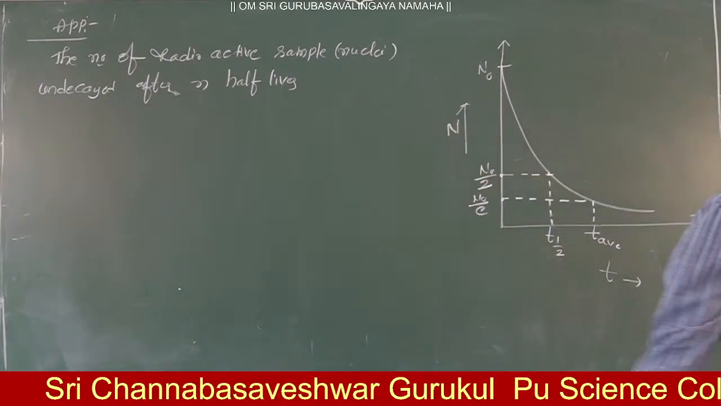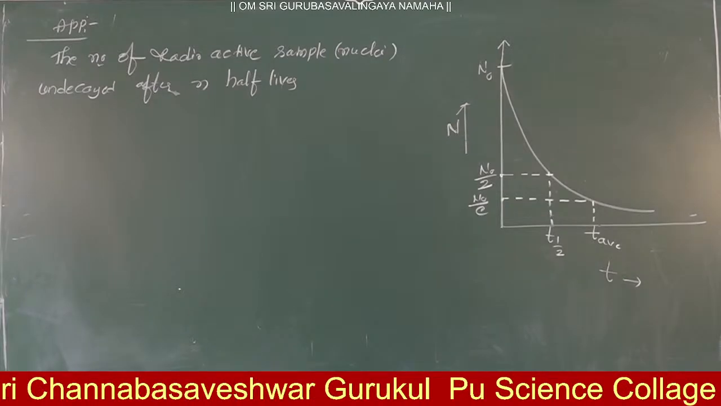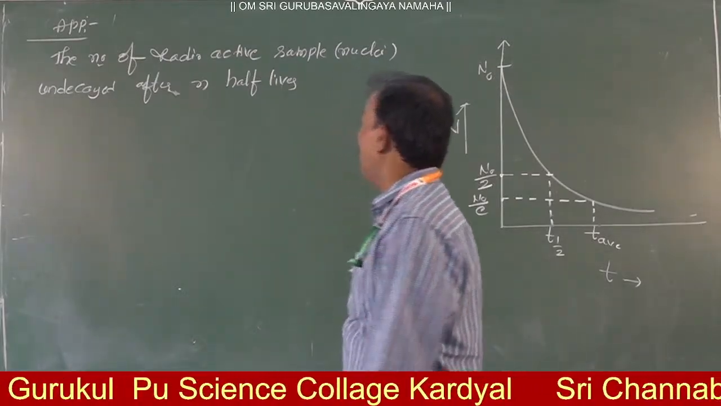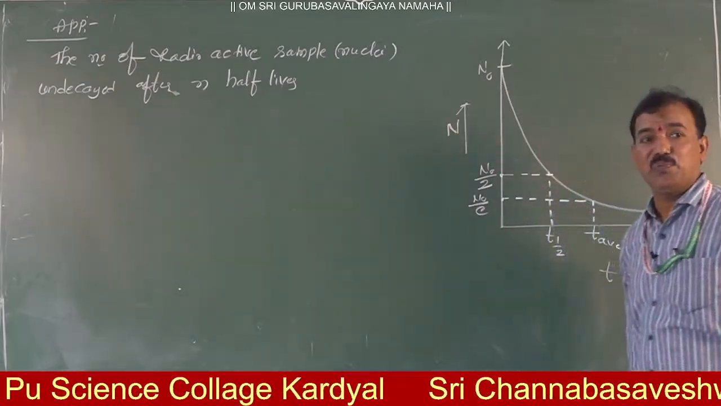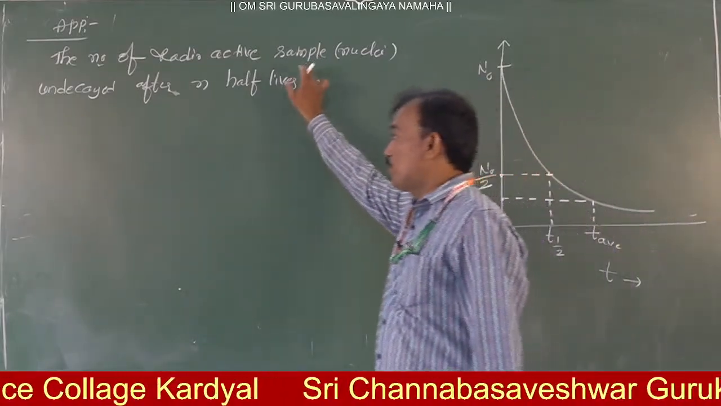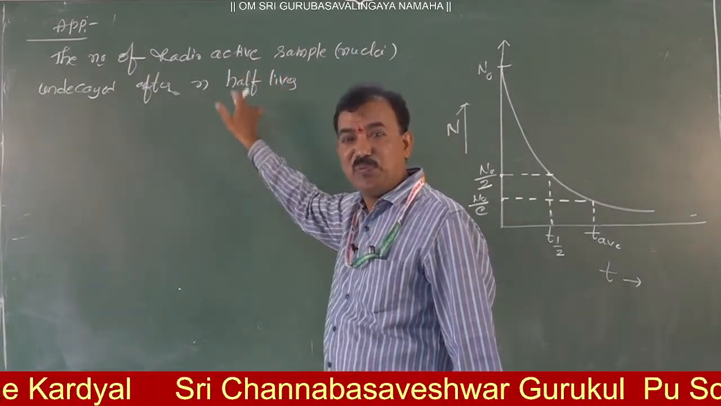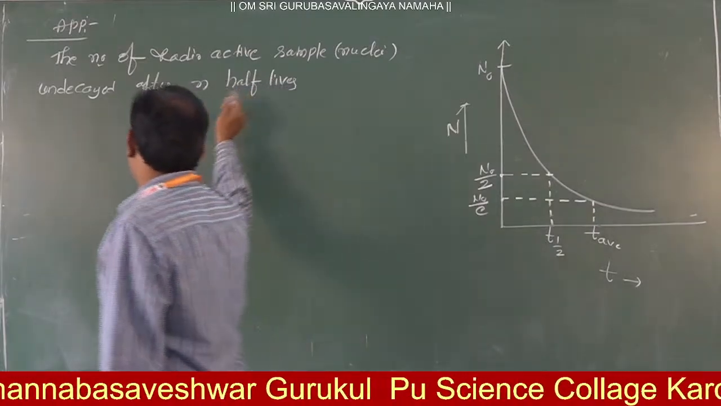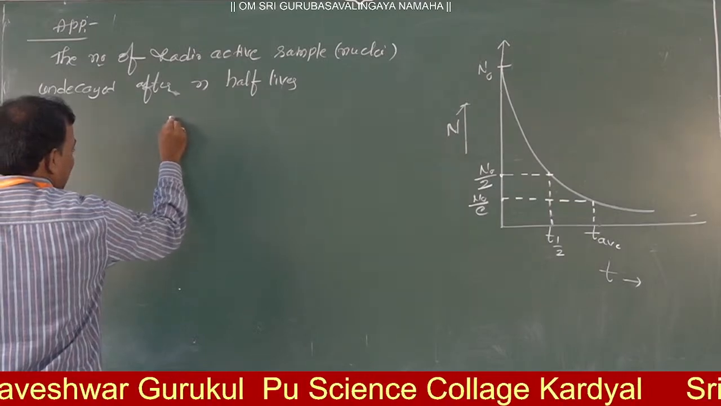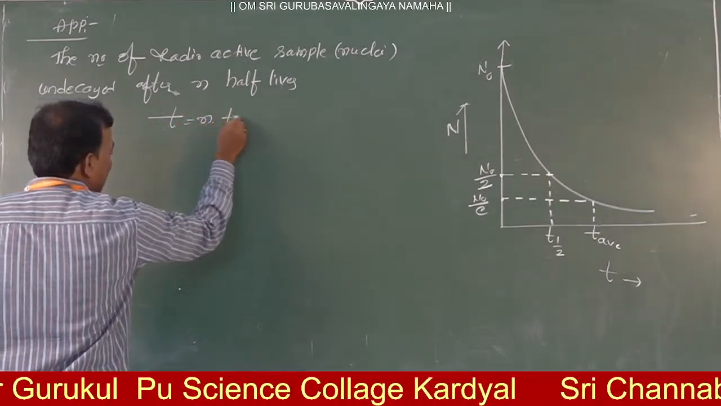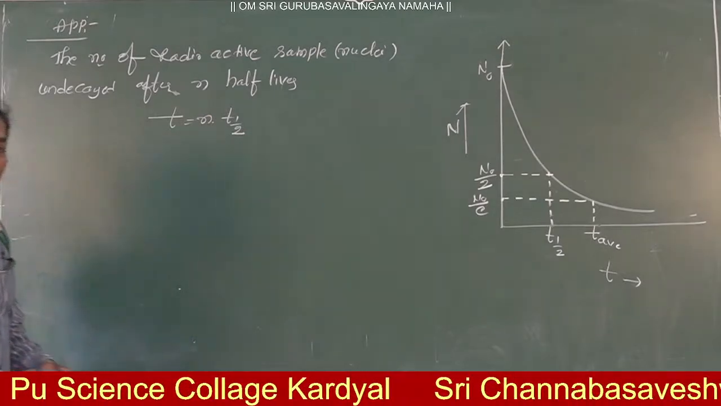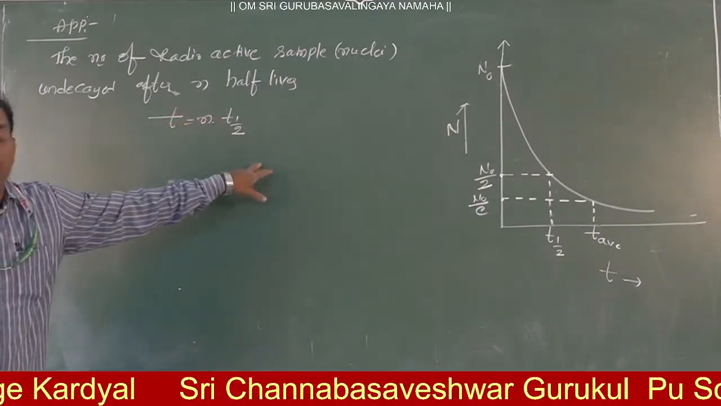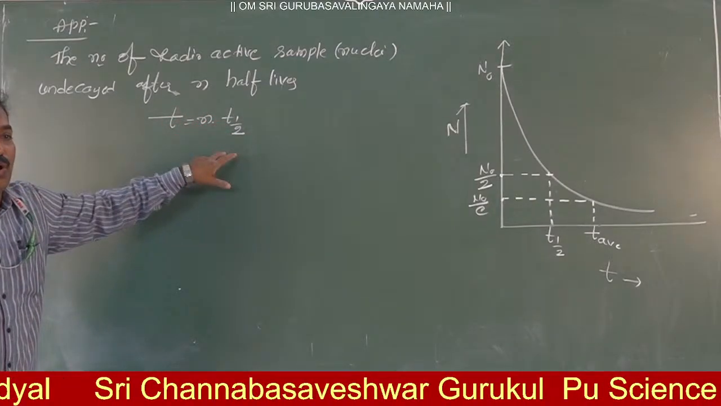Especially for the objective point of view, this application is a very important one. You have to use a very simple technique for this application. The number of radioactive nuclei, radioactive material or radioactive sample undecayed means remaining after n half lives. So what is the equation? After n half lives, the total time t is equal to n into T half. Clear? The total time is n half lives, so this is equal to n into T half.